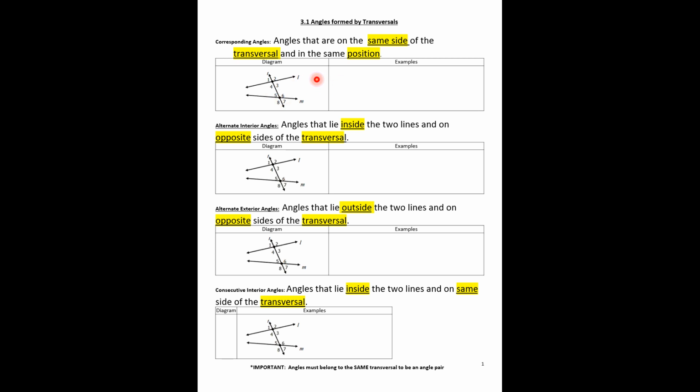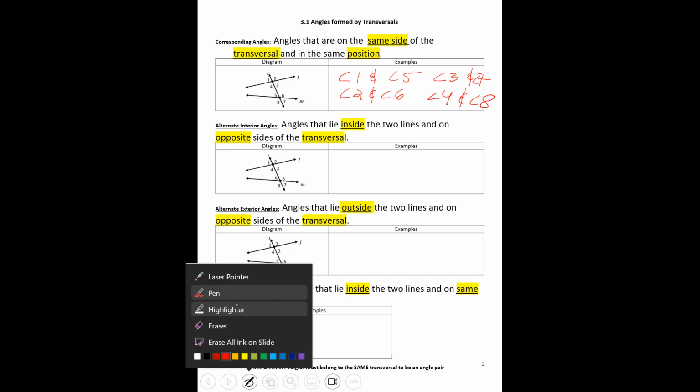Another way to think about corresponding angles is basically if you cut this in half and placed these four angles right on top of here, the ones that fall on top of one another are corresponding angles. 1 goes to 5, 4 goes to 8, 2 goes to 6, 3 goes to 7. So let's write that down. Angle 1 and angle 5, angle 2 and angle 6, angle 3 and angle 7, and angle 4 and angle 8 are all corresponding angles.